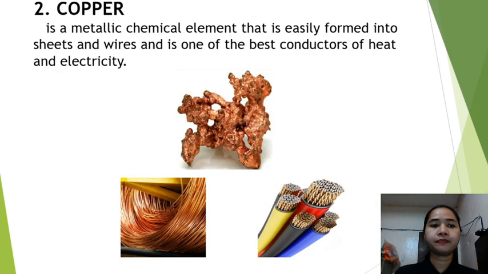Next, copper. We are all familiar with copper, right? Copper is a metallic chemical element that is easily formed into sheets and wires, and it is also one of the best conductors of heat and electricity. This is the structure of copper, and the picture below shows the uses of copper.